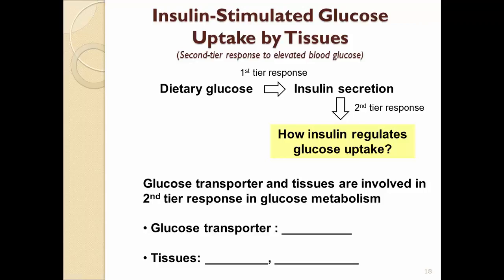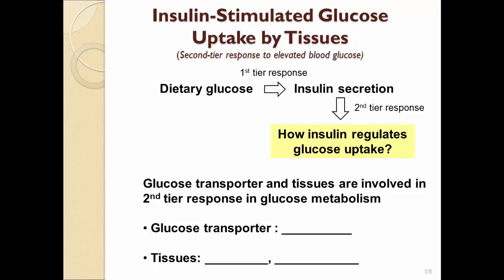The reason why these two tissues are very important, you guys know which glucose transporter is very important that promotes this uptake? The insulin-dependent glucose transporter, right? GLUT4. So GLUT4 is a major transporter that responds to insulin and promotes glucose uptake into two major tissues, skeletal muscle and adipose tissue.